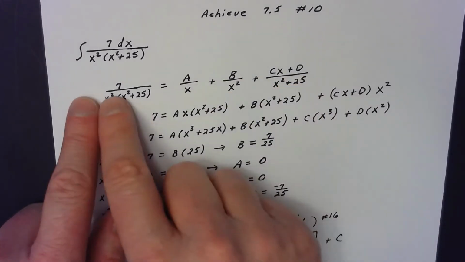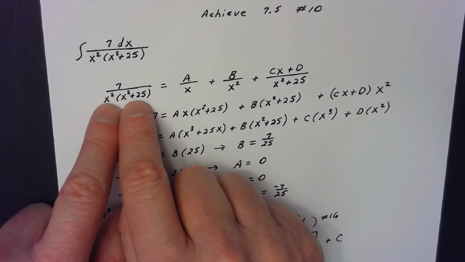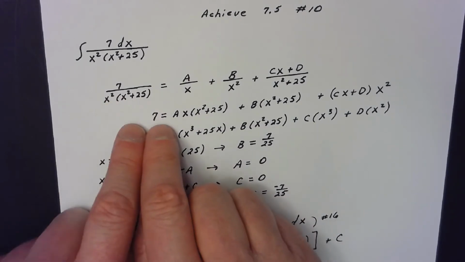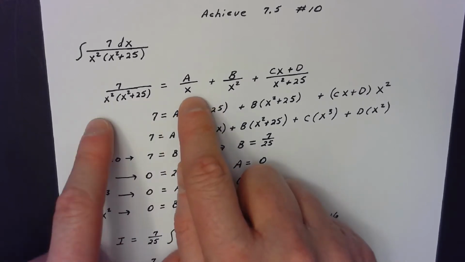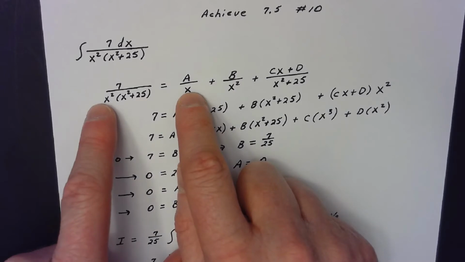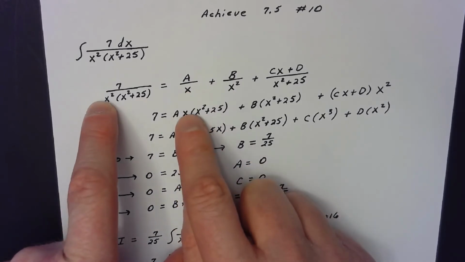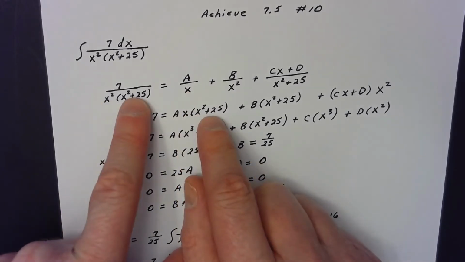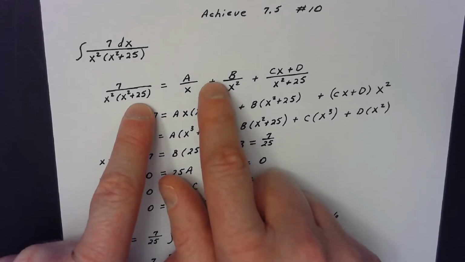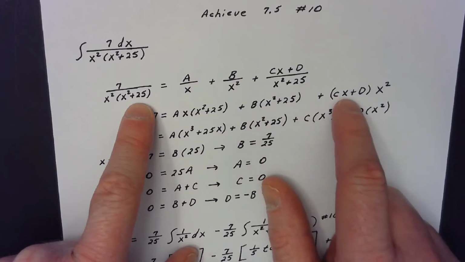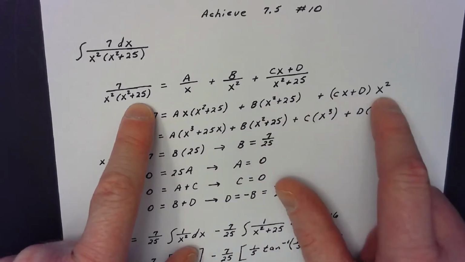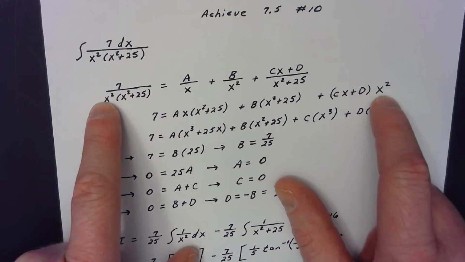So I'm going to go through and multiply by the least common denominator. That's x squared times x squared plus 25 on both sides. When I do that on the left, of course, I just get a 7. When I multiply on the right, this x cancels out one of the x's in the x squared, and I have Ax times x squared plus 25. Then I would have plus B times the group x squared plus 25. And then I would have Cx plus D times only the x squared there.